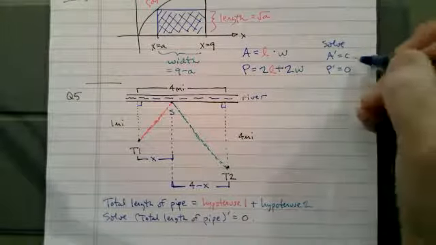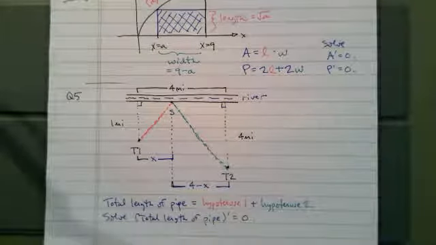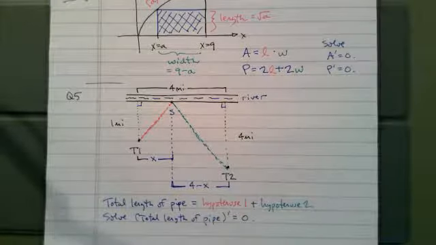So just like in the rectangle problem, we'll take the total length of the pipe, the derivative of the total length of the pipe, set it equal to 0, and solve.